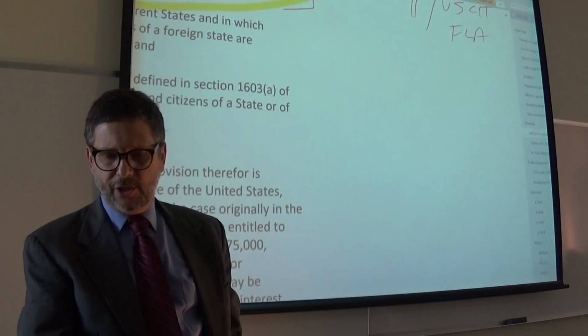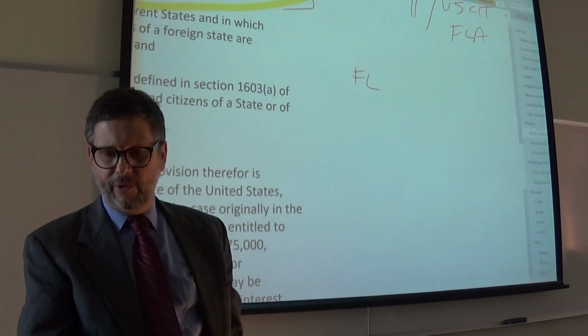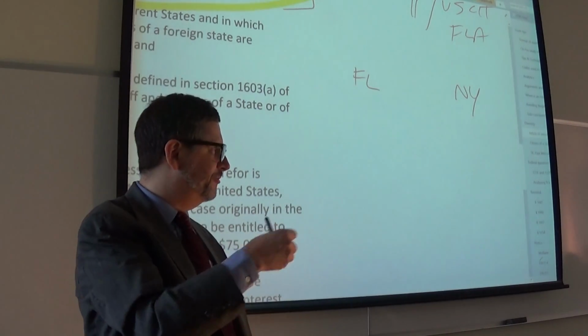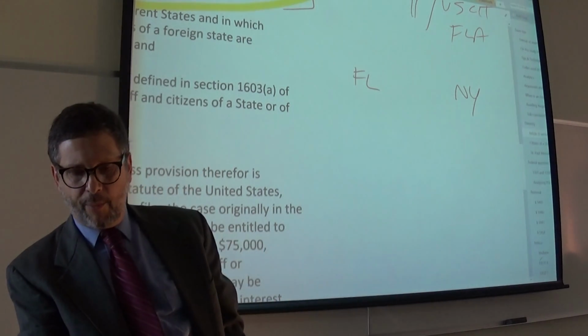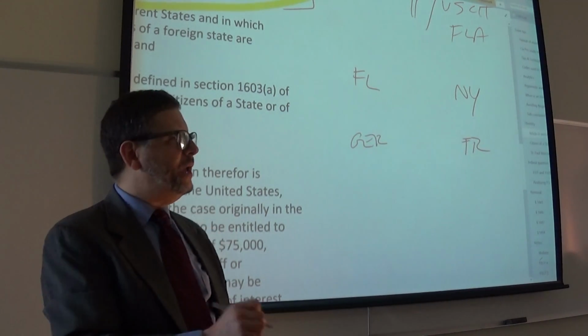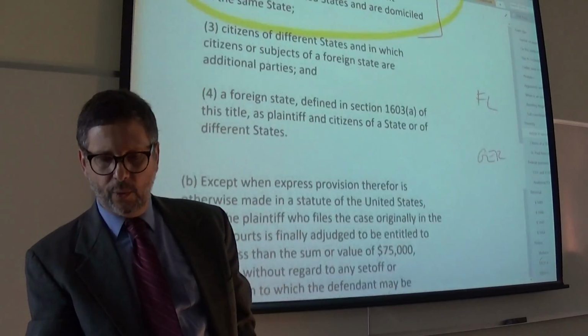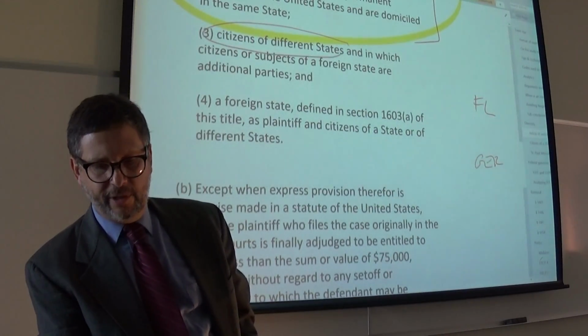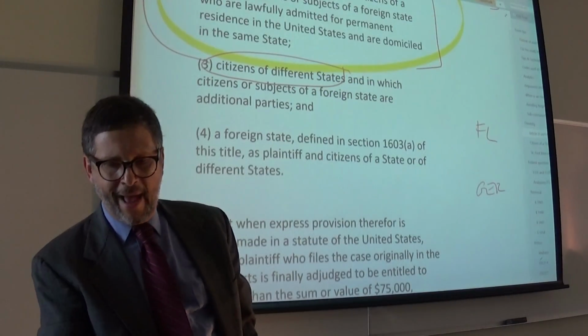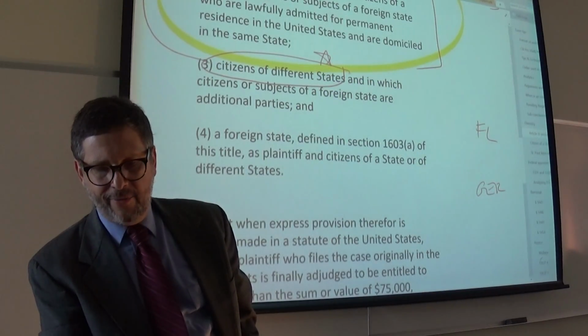So say, for instance, you have Florida versus New York, citizens of a state, domiciled in the state, so I'm saying they're citizens of Florida and New York, and the other parties are Germany and France. Okay, that would be okay under (a)(3). The threshold condition is you have to have citizens of different states, so it's very close to (a)(1), all right? And then when that threshold is met, then you can add foreigners as additional parties.